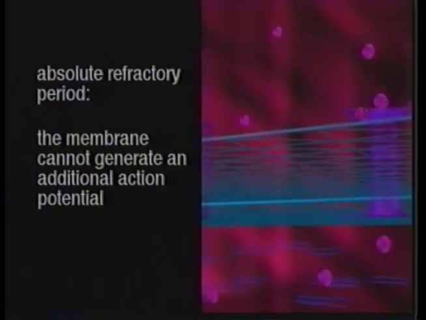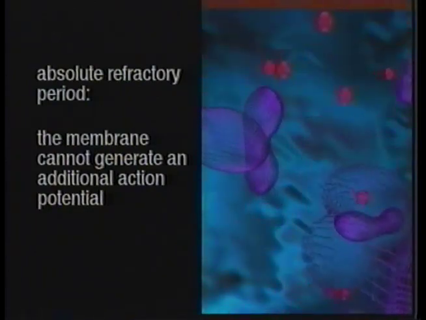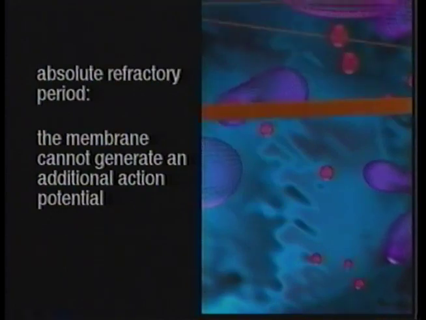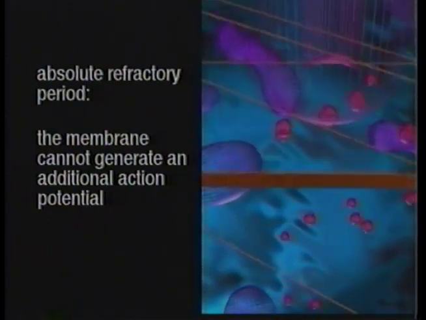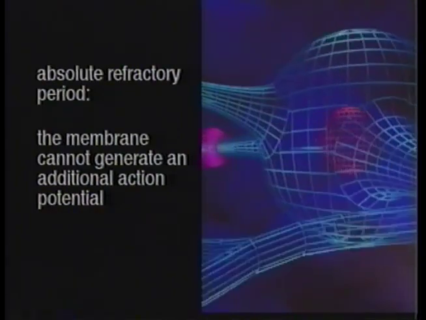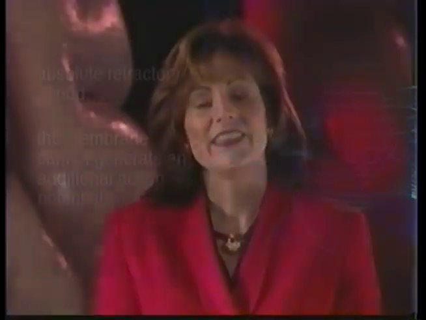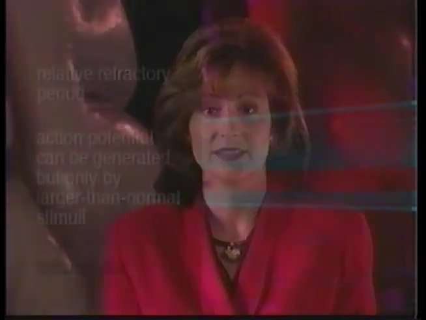During the absolute refractory period, the membrane cannot generate an additional action potential no matter how strong the stimulus is. This occurs while the voltage-regulated sodium channels are open and when they are closed and inactivated. The absolute refractory period typically extends until a transmembrane potential repolarizes to near threshold levels.